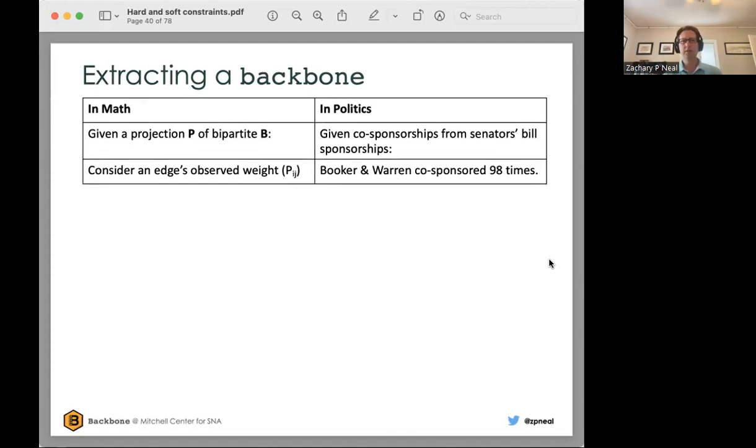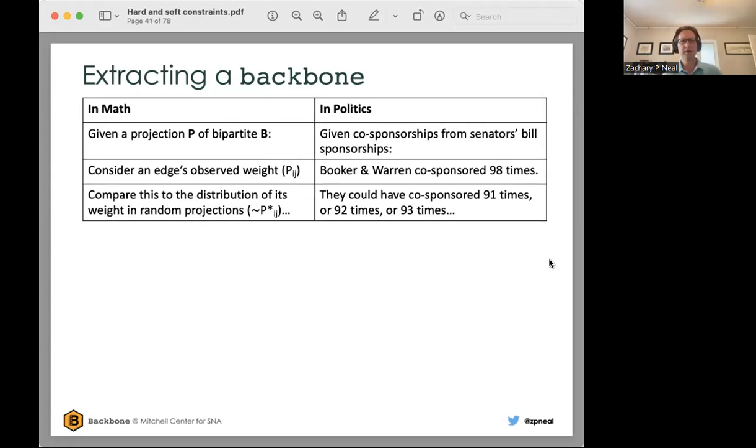And we're interested in deciding whether a given edge is significant. So we're going to consider a specific observed edge weight, Pij. In our example, we've been looking at the fact that Booker and Warren co-sponsored together 98 times. Is that significant? Should we retain that as an edge in the backbone?